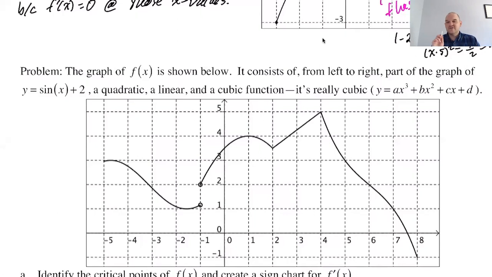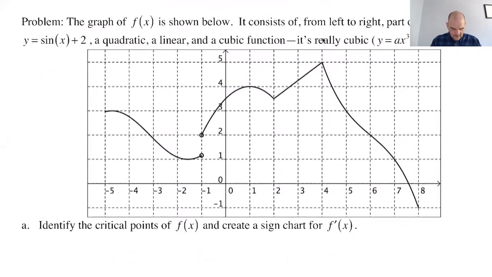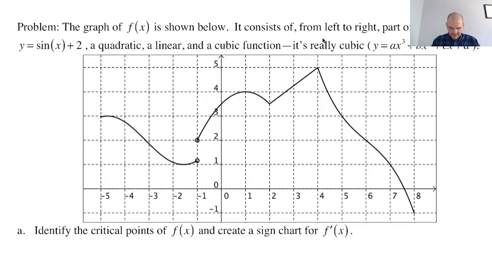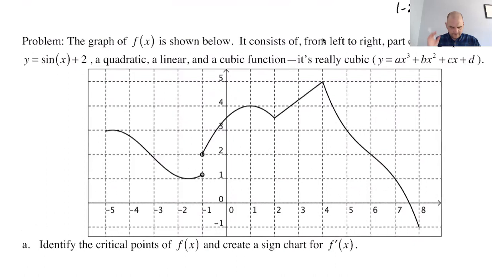The problem also said it's really cubic: y equals ax cubed plus bx squared plus cx plus d. I don't know what we're going to have to do with that, but something, presumably. All right, so let's see. Identify the critical points of f of x and create a sign chart for f prime. Okay, so critical points. We're going to go piece by piece.